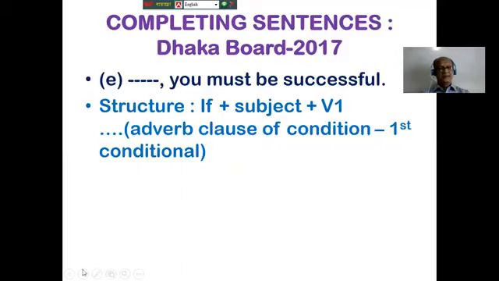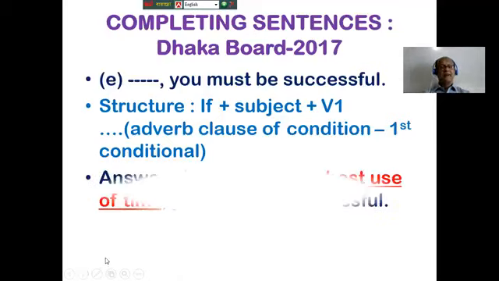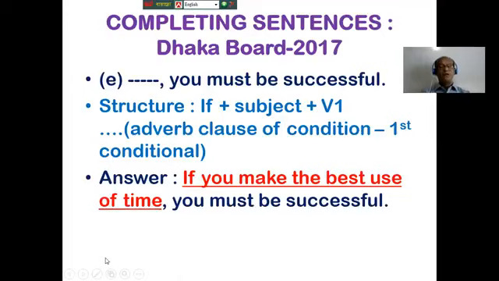Okay. So what can be the possible answer? If you make the best use of time, if you do not waste time, if you make proper use of time, you must be successful in life. As usual, we have to underline the answer part with a comma. Since if is a subordinate clause, you must be successful is the principal clause. Anyway, so what happens in your copies? I have already shown it.